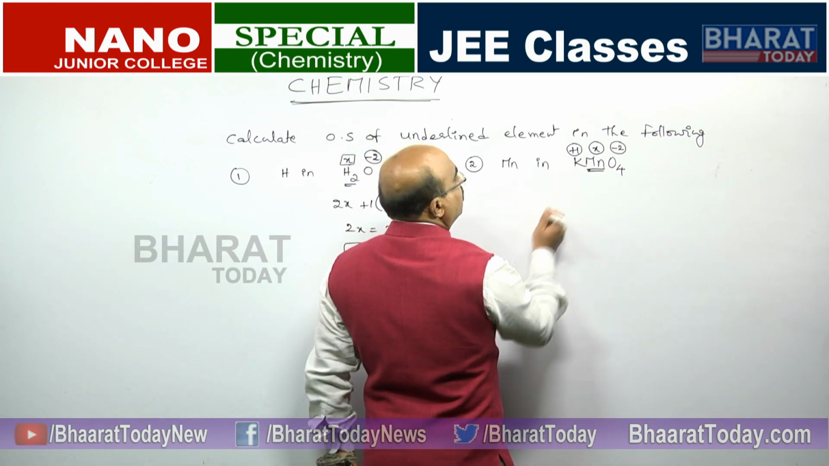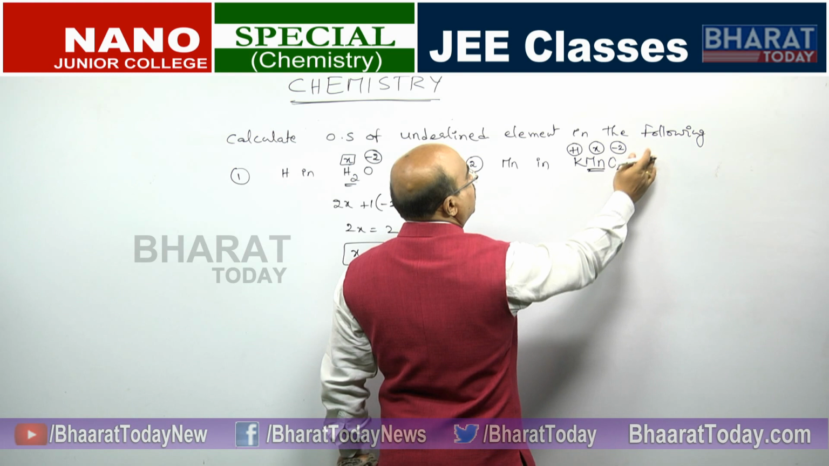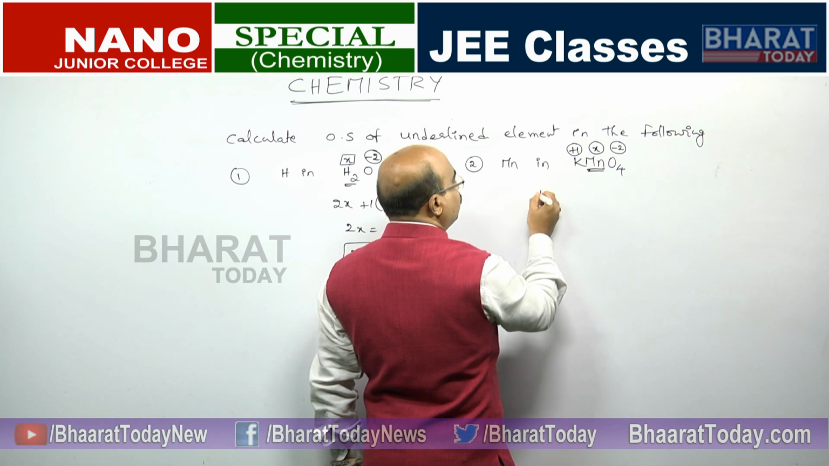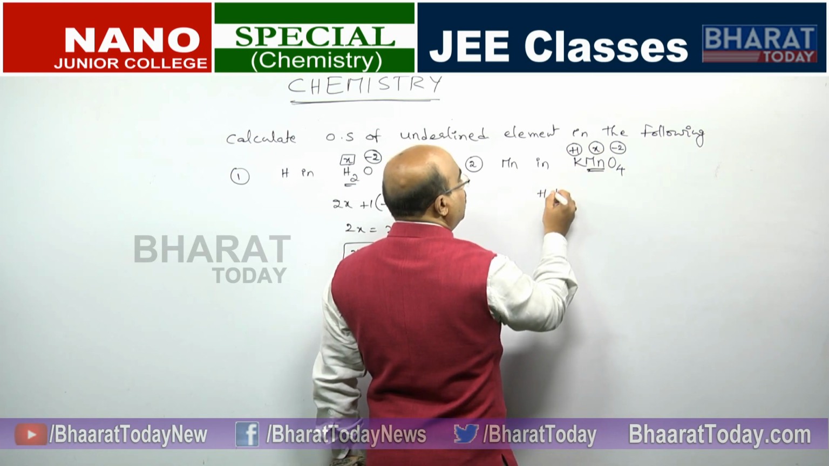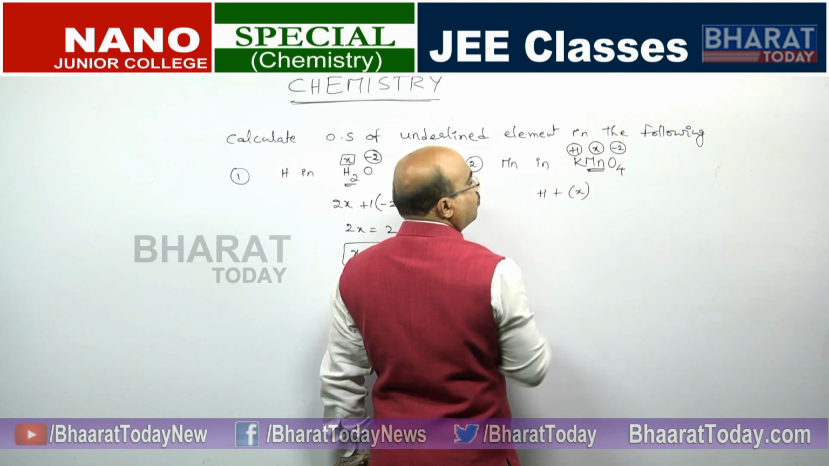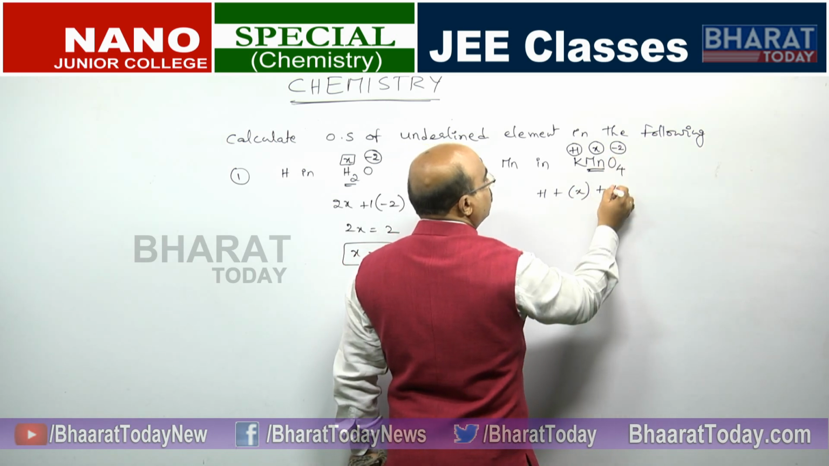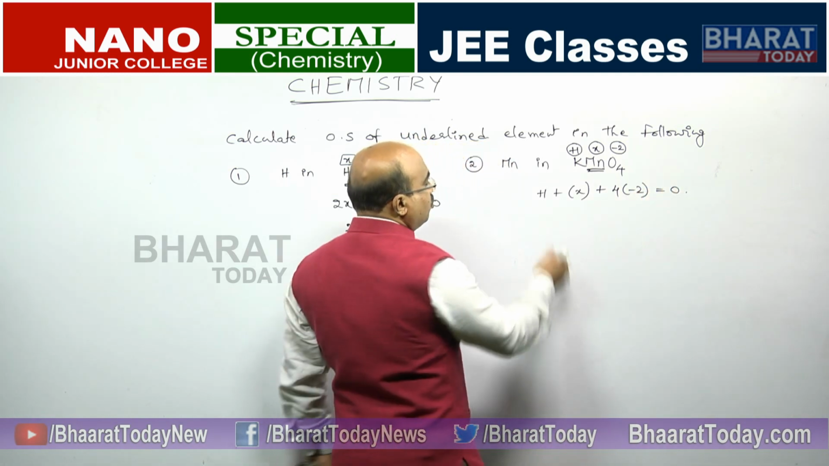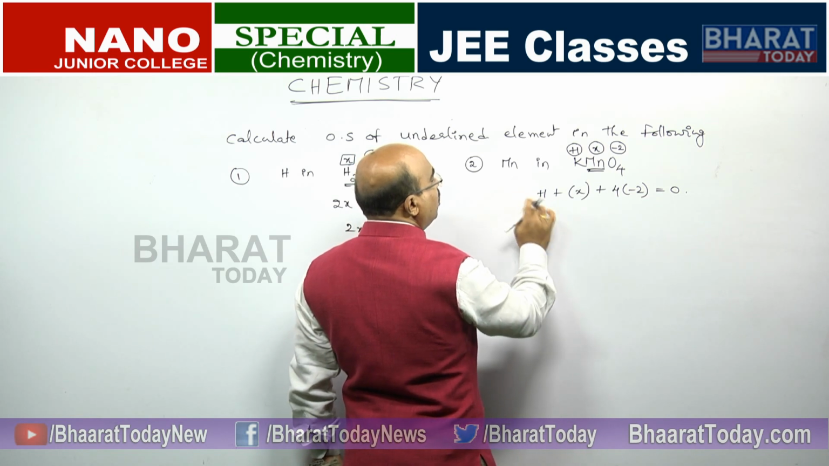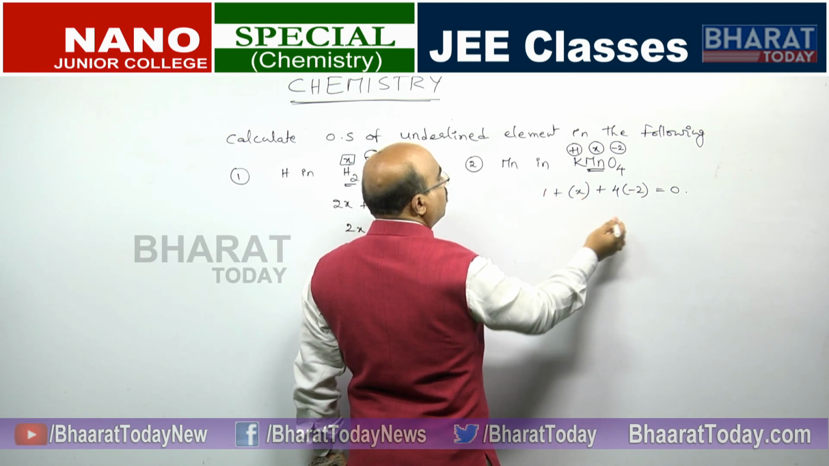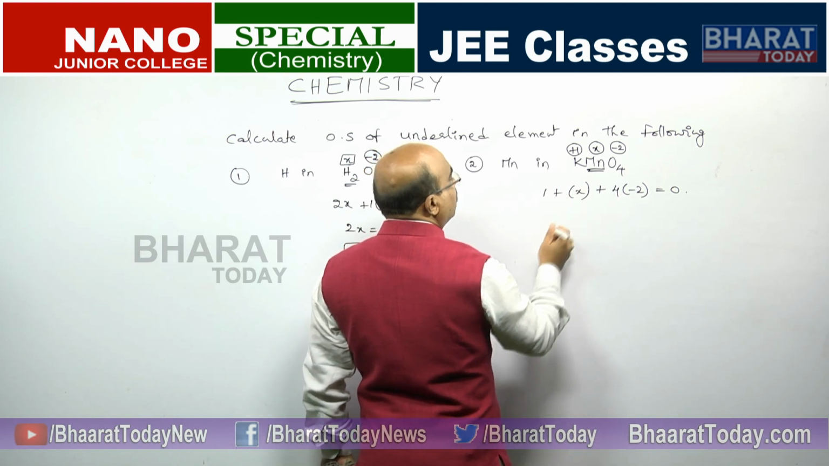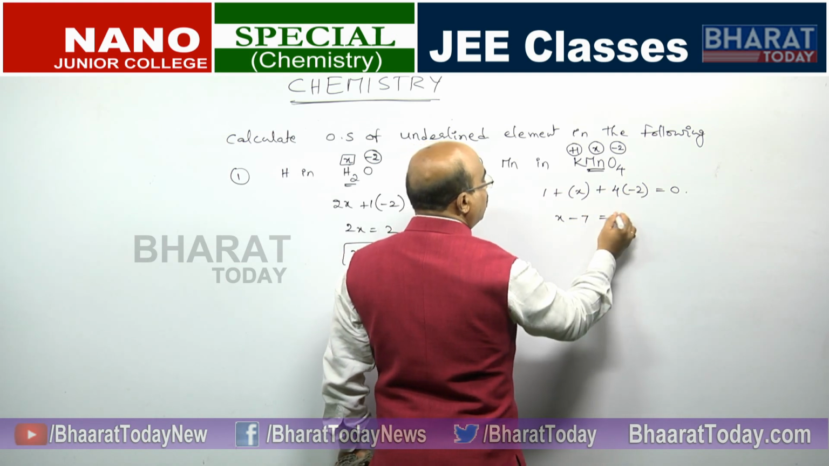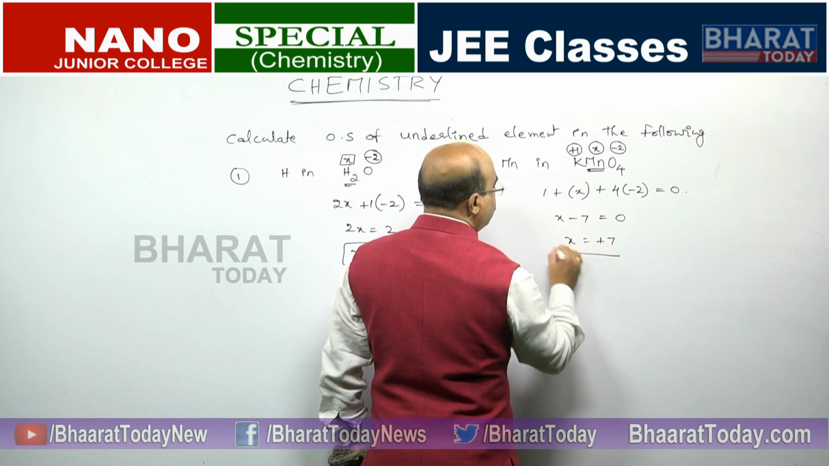Now, the total charge should be 0, because we have not mentioned any charges here. KMnO4 only we have written. So, 1 potassium plus 1 manganese, 1 into X, so X, plus 4 into -2 is equal to 0. So this is 1, you can write +1. So X, this is totally -7, is equal to 0. So X is equal to +7.